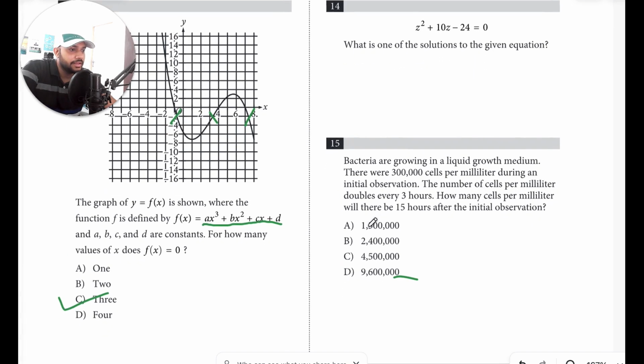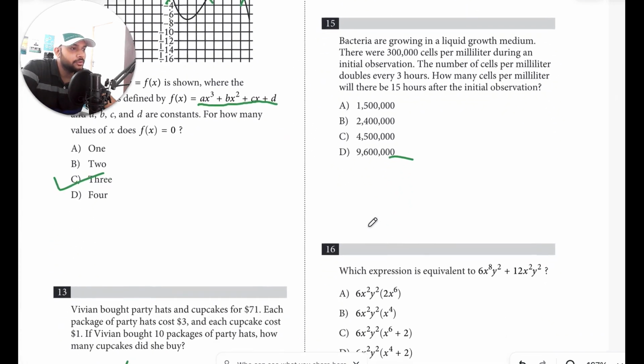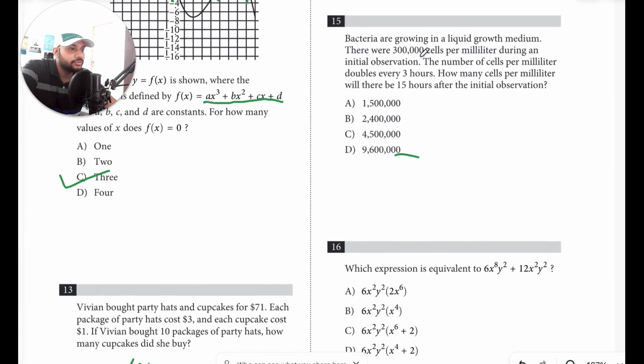Question number 15. Bacteria are growing in a liquid growth medium. There were 300,000 cells per milliliter during an initial observation. The number of cells per milliliter doubles every 3 hours. How many cells per milliliter will there be 15 hours after the initial observation? It's doubling every 3 hours. How many 3-hour durations would exist in 15 hours? 5. Five 3-hour chunks would exist in 15 hours.